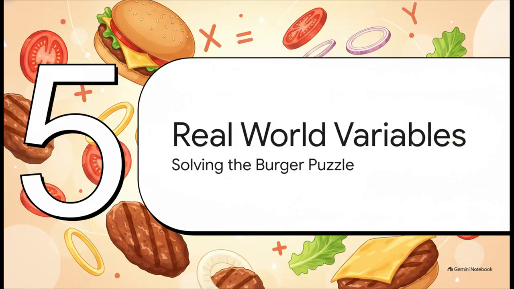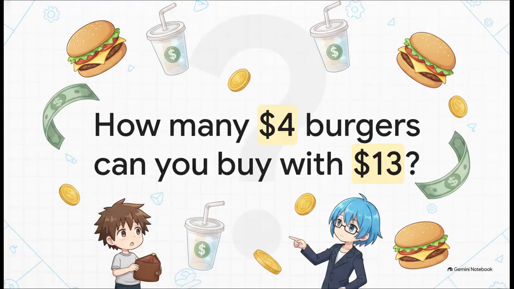Let's bring this all home with Section 5, Variables in the Real World, Solving the Burger Puzzle. Okay, imagine you have exactly $13 in your pocket, and you are starving. How do we actually use variables to solve this efficiently? You're at your favorite spot. Double bacon cheeseburgers are $4. A drink is $1. You have exactly $13 to spend. How many burgers can you get?